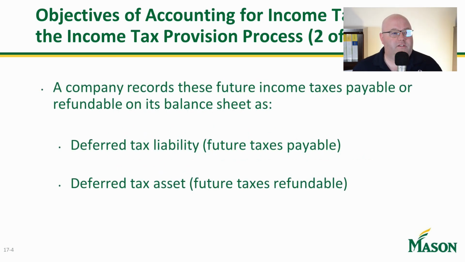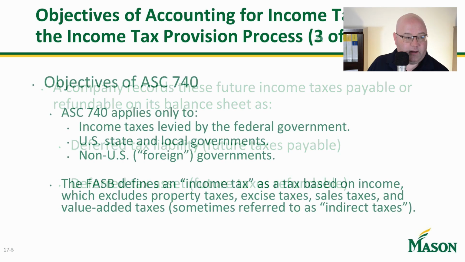It says here that a company records these future income tax payments on the balance sheet as either deferred tax liability or deferred tax assets. We call them DTAs and DTLs in the industry. So, again, DTL is the future taxes payable, and DTA is future taxes refundable. And we'll talk about each of those.